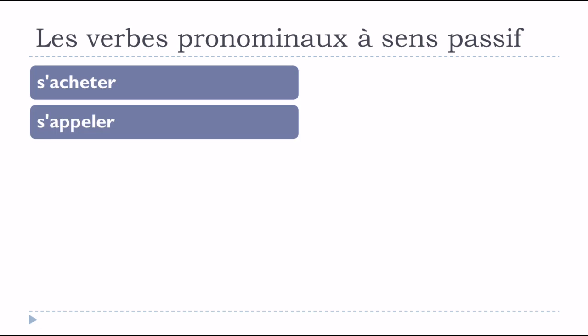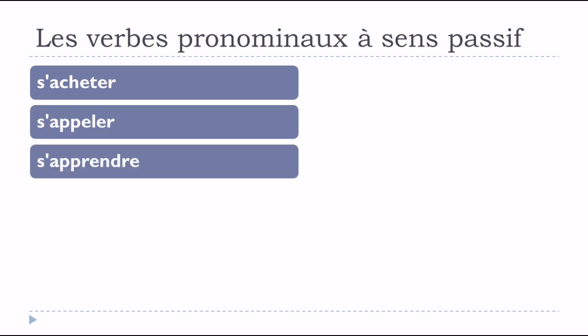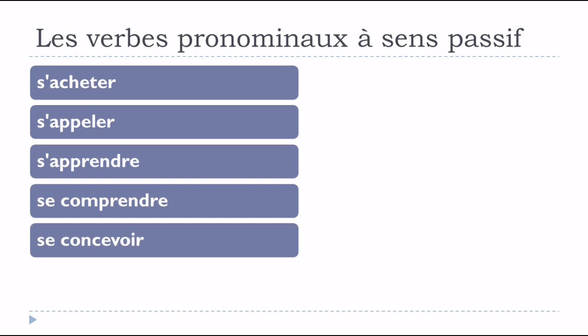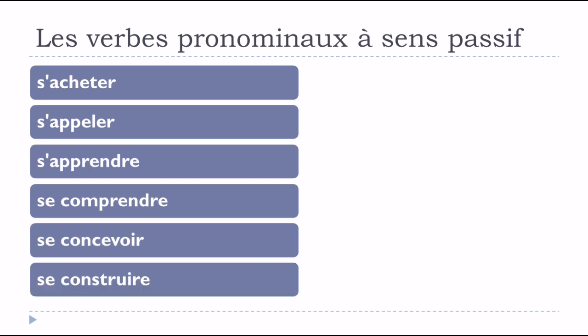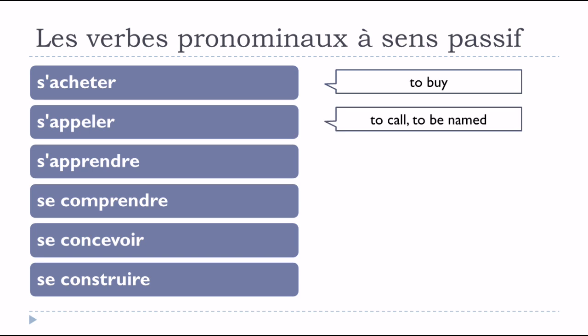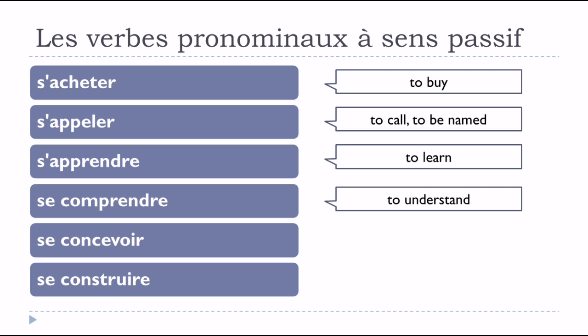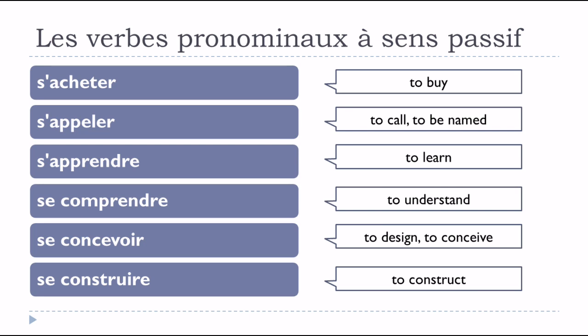So, s'acheter, s'appeler, s'apprendre, se comprendre, se concevoir, se construire. And let's see now the translations. S'acheter, s'appeler, s'apprendre, se comprendre, se concevoir, se construire. Okay, so all these verbs can be used as well, as we saw, as verbes pronominaux à sens passif.